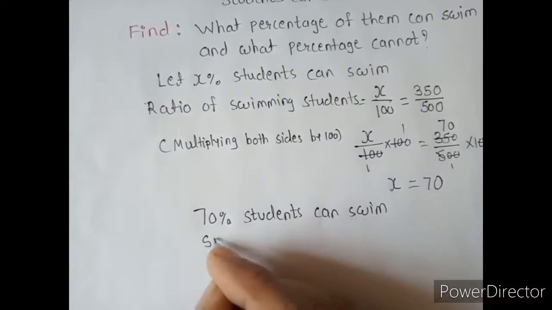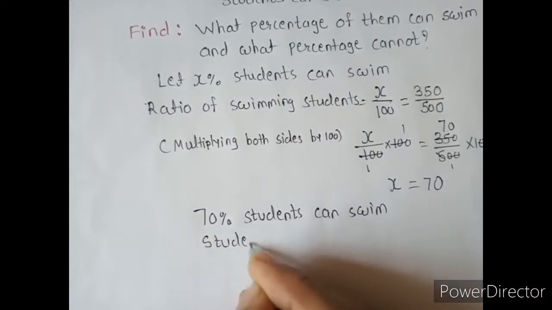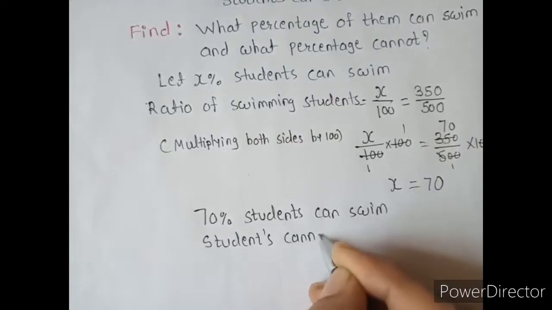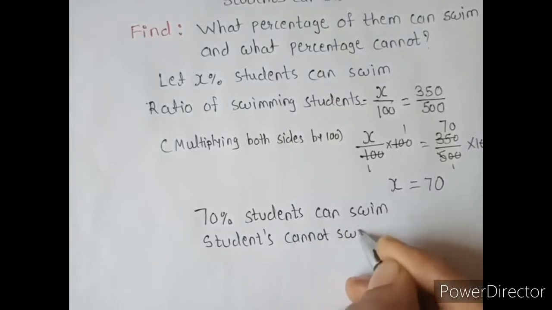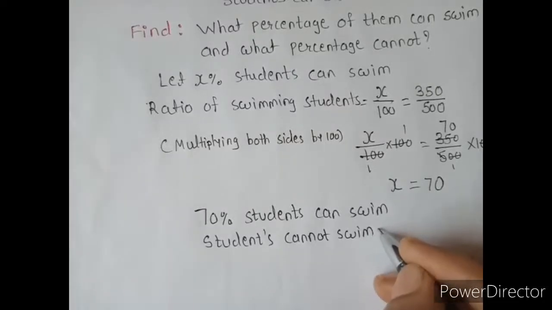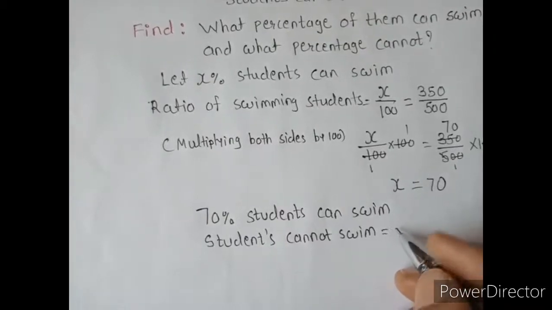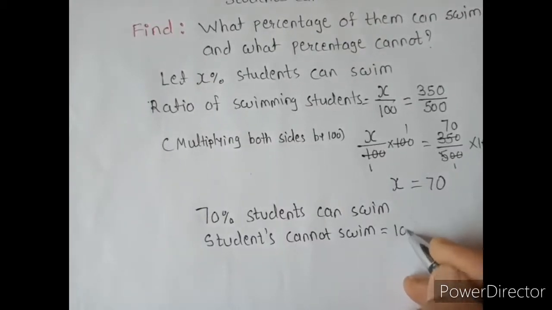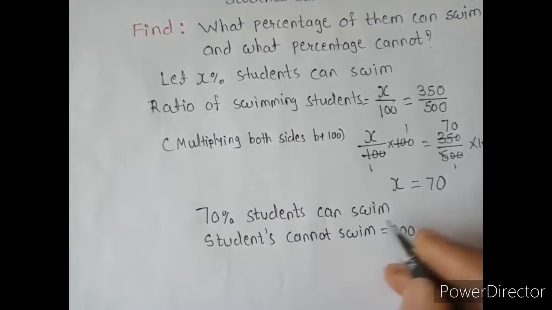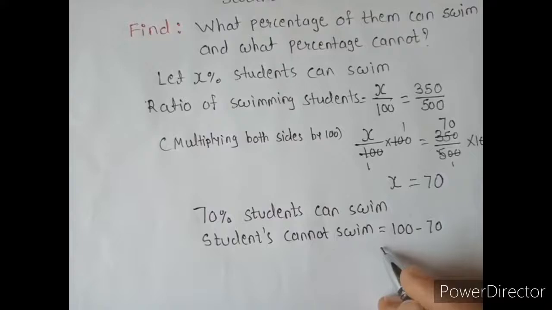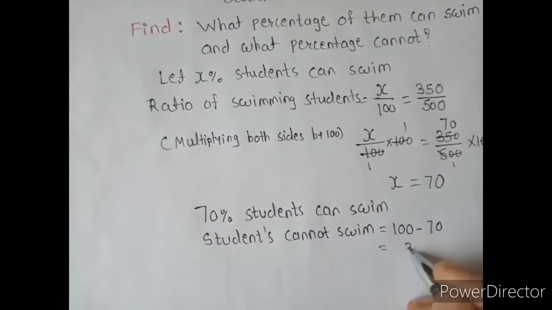Now we have to find out how many students cannot swim. So here write down, students who cannot swim is equal to, how will you find students who cannot swim? Yes, 100 minus 70 is equal to 30.